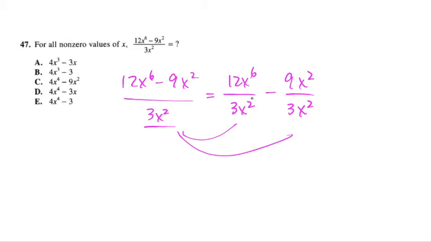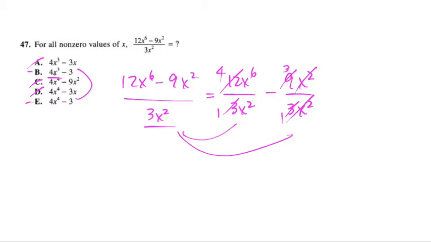And here we're just going to reduce. The 12 and 3 reduce to 4 and 1. The 9 and 3 reduce to 3 and 1. The x squareds here cancel out, so it's going to be minus 3. We only have two answer choices with minus 3, B and E. The rest of them are wrong. What is the difference between B and E?